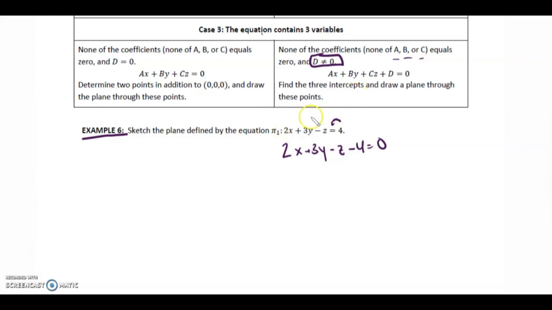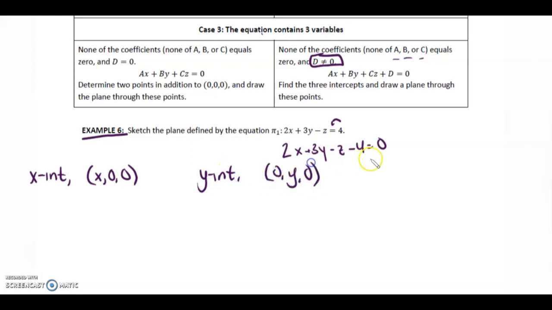What we're going to do in this case is just simply find the 3 intercepts and then draw a plane through them. So again, 3 intercepts, our plane is going to look like a triangle again. Okay, so let's find the x-intercept. So the x-intercept is going to be in the form x, 0, 0. Okay, then we're going to find the y-intercept. And that's going to be in the form 0, y, 0. And then the z-intercept, and that's going to be in the form 0, 0, z.